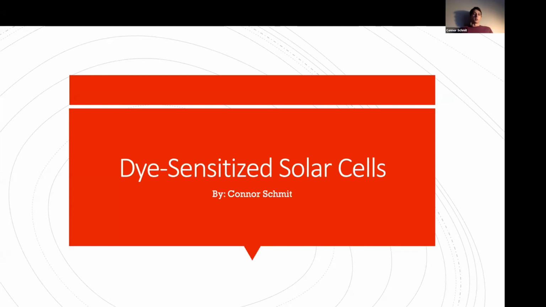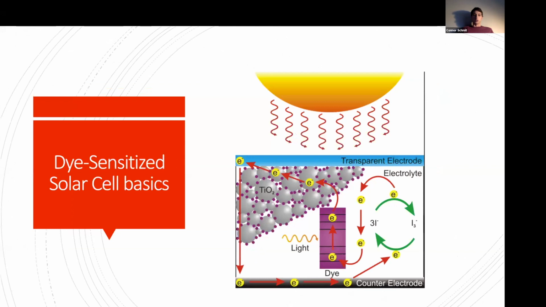Okay, my name is Schmit, and I had dye-sensitized solar cells. So just basics of solar cells. You have a dye that is covalently bonded to an oxide semiconductor, typically titanium dioxide, which is usually bonded to a transparent electrode. And then the oxide semiconductor and the dyes are usually submerged in an electrolyte, typically iodide ions and triiodide.